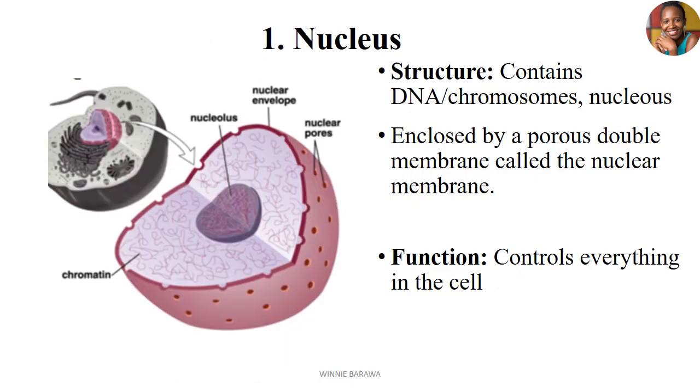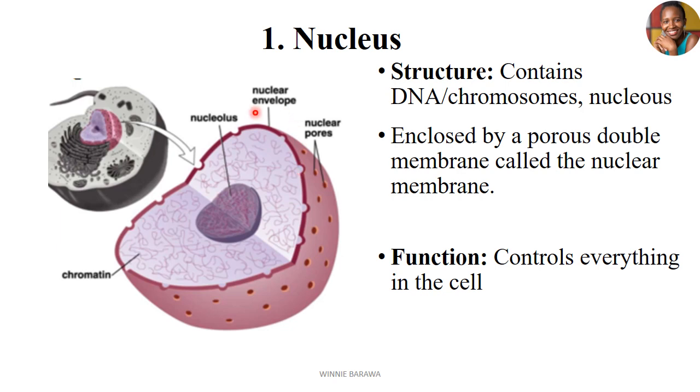So let's start with the first organelle, the nucleus. We're told the nucleus contains the DNA materials or the chromosomes, which is stored in the form of nucleolus. The nucleus is enclosed by a porous double membrane known as the nuclear membrane or the nuclear envelope. And the main function of our nucleus is to control each and every function in the cell.